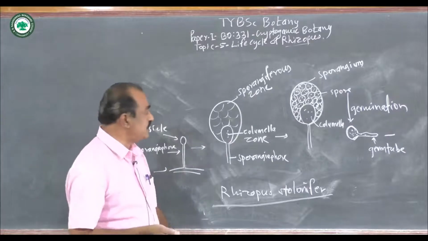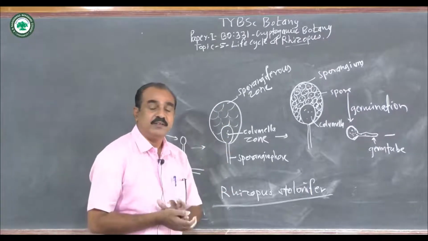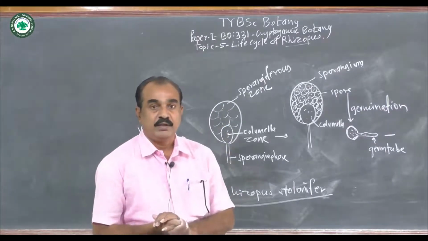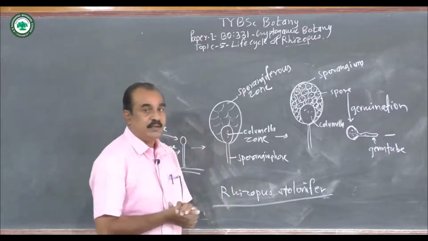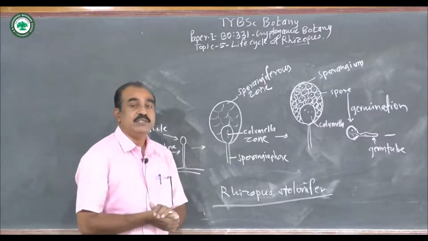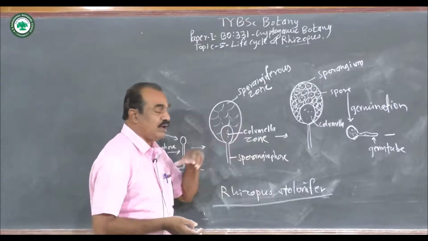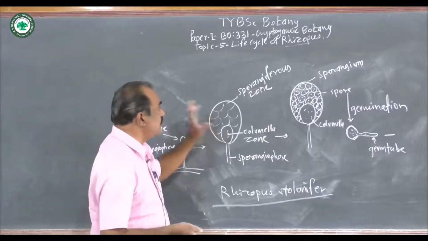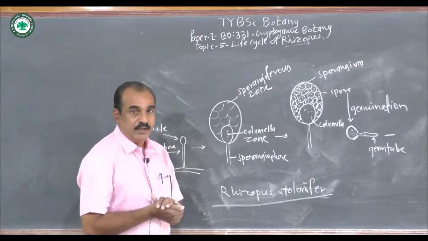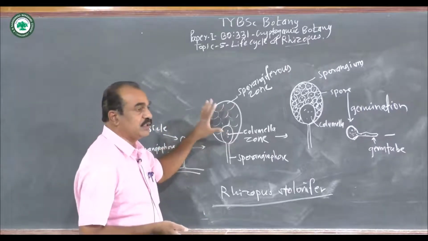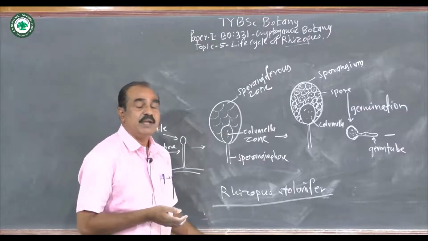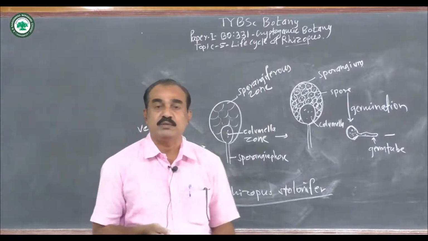After that, the vesicle becomes large in size and gets divided into two parts. The part at the base is called the columella, which is less dense, and above the columella is the columella zone, and above this there is the sporangiferous zone. Now this sporangiferous zone, with a number of nuclei and cytoplasm, gets metamorphosed into small circular structures.